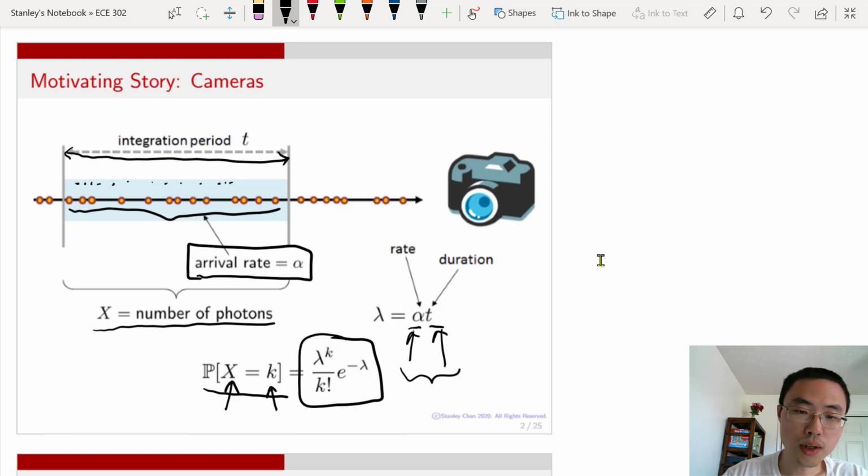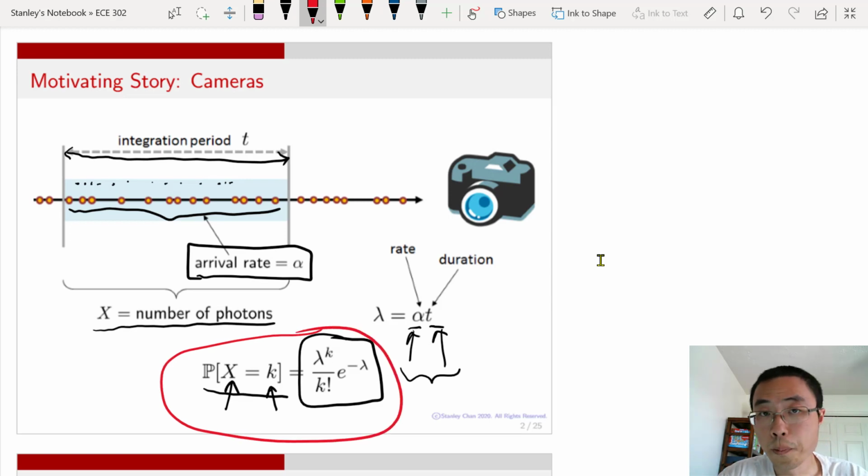Now the key message here is this Poisson formula. It says that the probability of x equals k is given by this magical thing: lambda to the power k divided by k factorial, times e to the power minus lambda. There is absolutely no way that you can tell this equation just from this picture. So what we are going to do in this lecture is to clarify the origin of this Poisson equation.